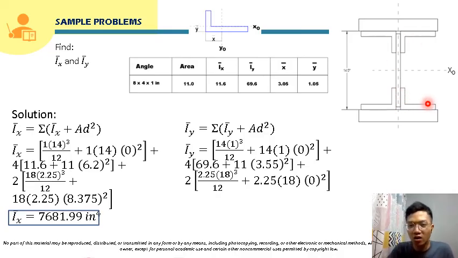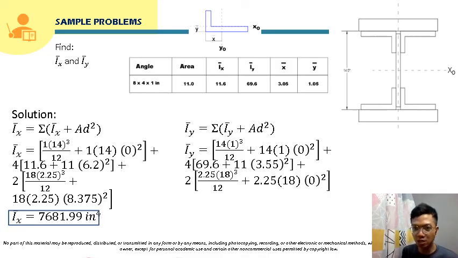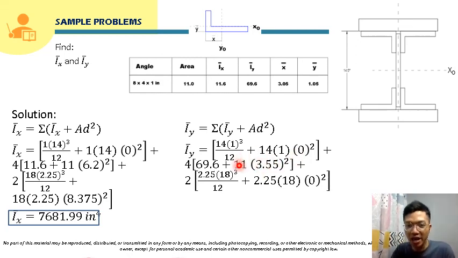For this angle, its y centroidal moment of inertia is 69.6. But the centroid of this is located here, so there will be a distance d from the reference axis. To compute that, it is half of the thickness, which is 1, so half of that is 0.5, plus this distance, which is x bar from the table. So 3.05 plus 0.5 is 3.55. That is the distance d, and our area is 11. We multiply it by 4, since there are 4 angles.